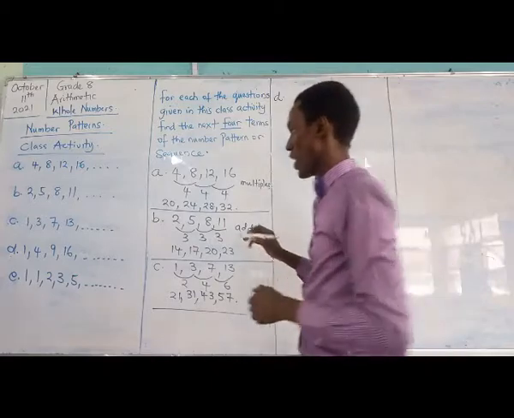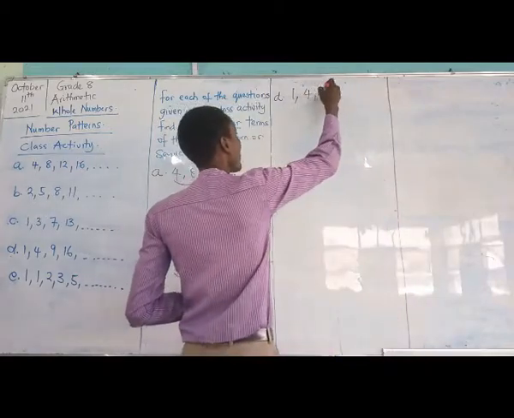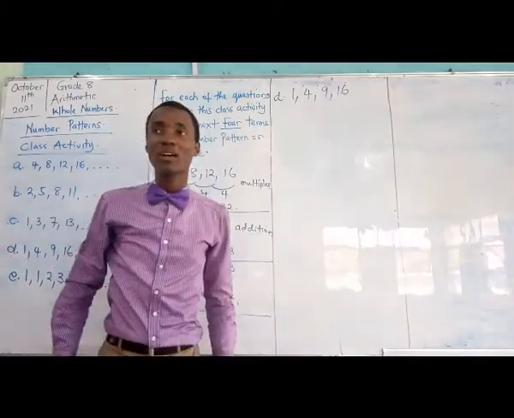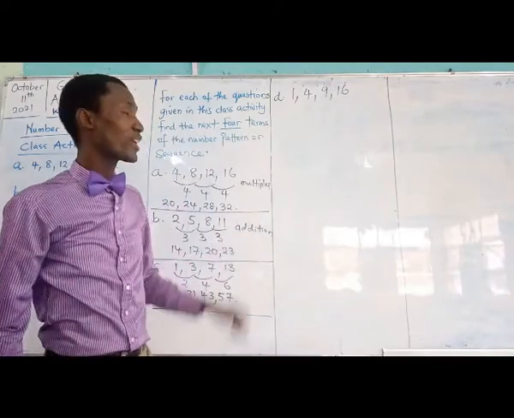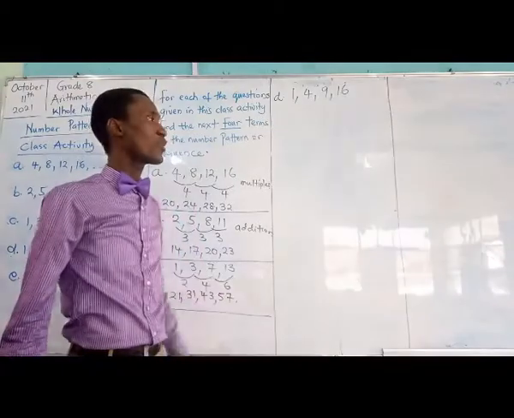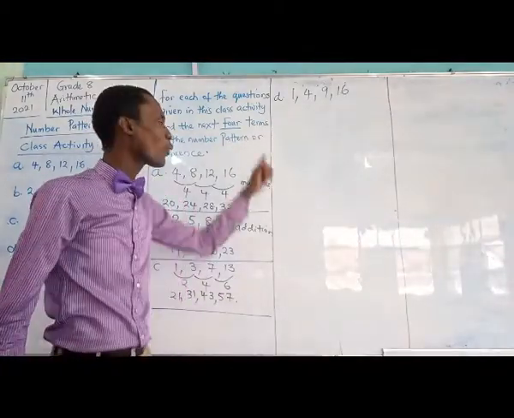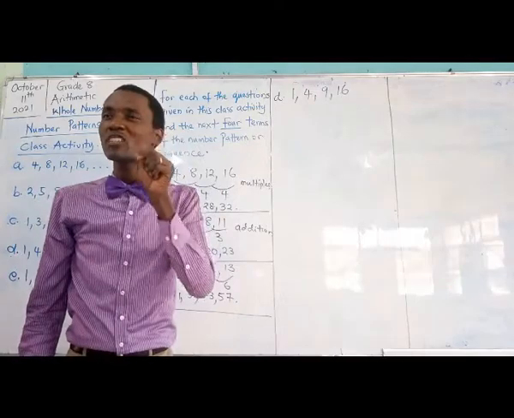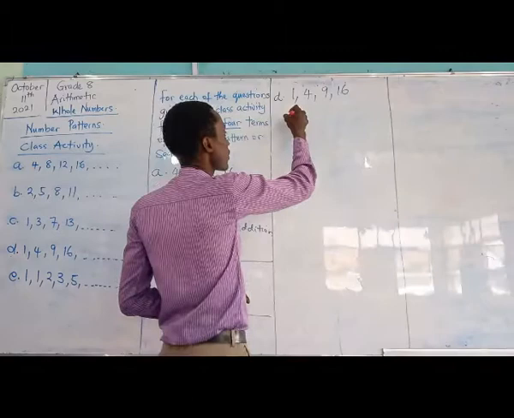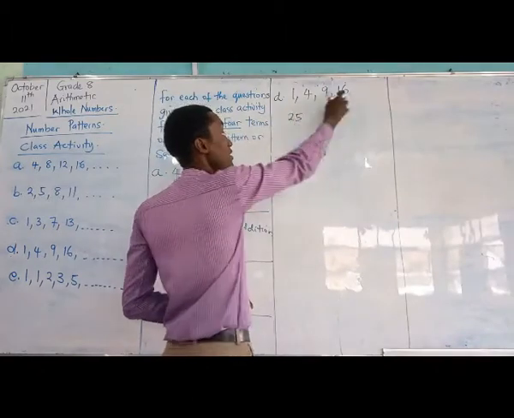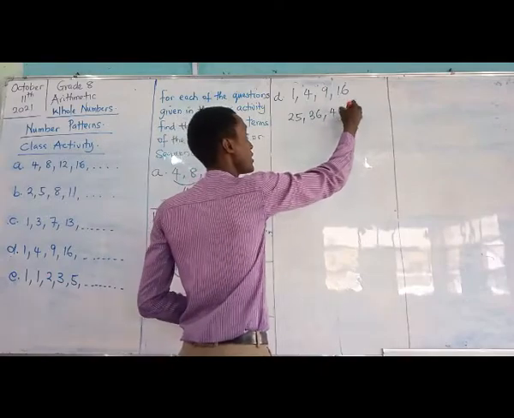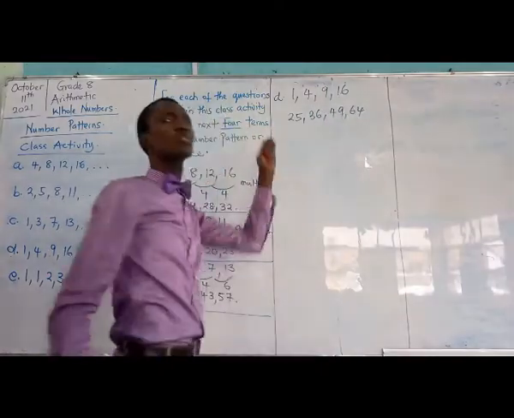Now for D, we have 1, 4, 9, 16. In this one, your swing will not work. Look at this very well. If you look at that very well, you'll discover that when we wrote the hints, we talked about what? Perfect squares. Yes. Perfect squares. Good. So the next perfect square you have is what? 25. After 16, 25, 36, 49, and what? 64.